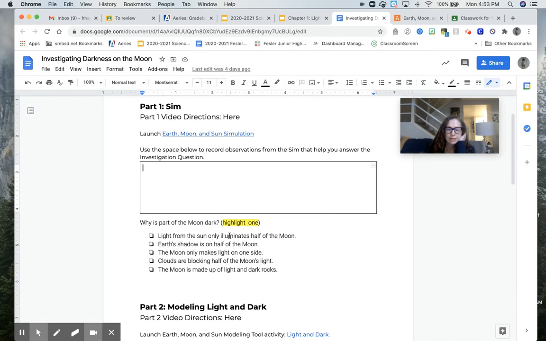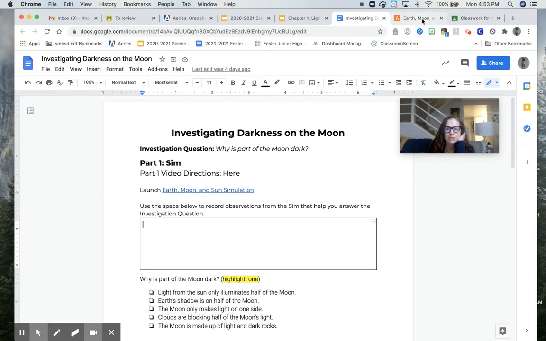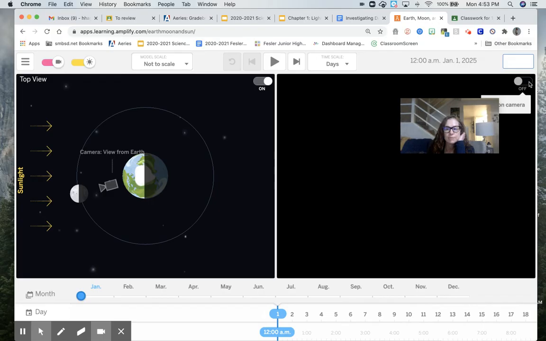And then we're going to highlight the one answer. So there's only one correct thing to highlight for why the moon is dark. Light from the sun only illuminates half the moon, or shadow is on half of the moon. The moon only makes light on one side. Clouds are blocking half of the moon's light, and the moon is made up of light and dark rocks. So which one did we learn in our sim?